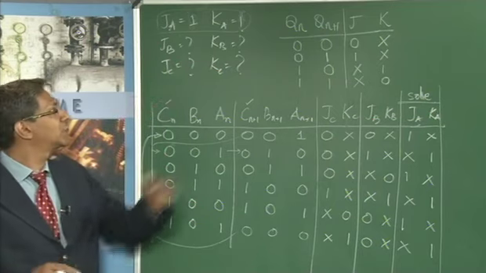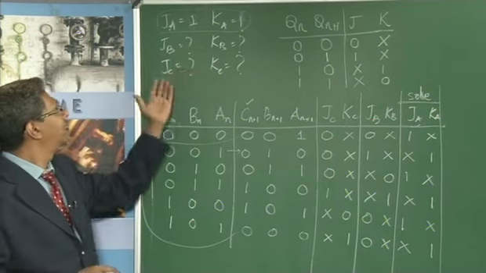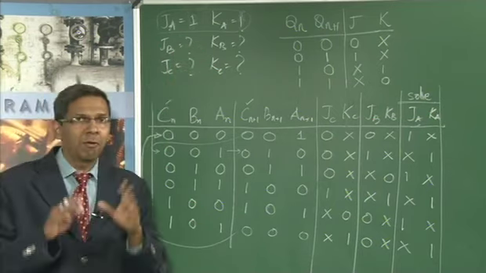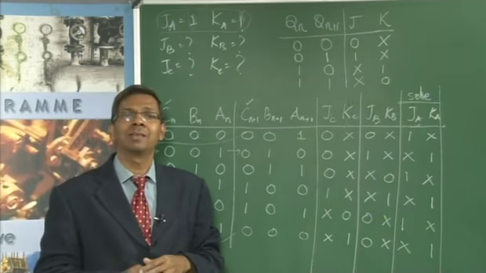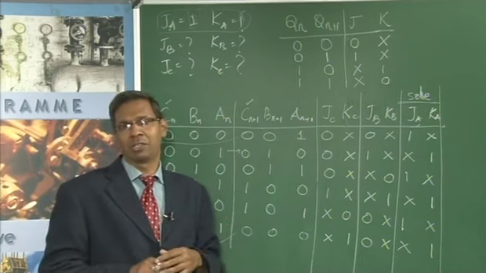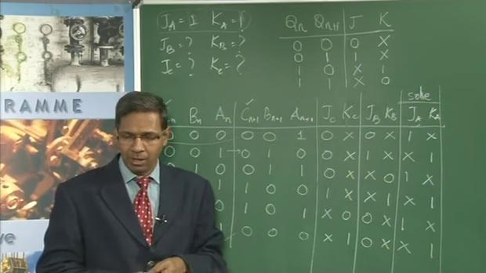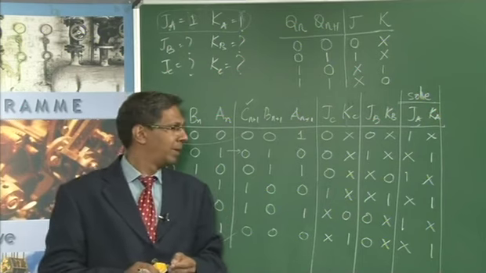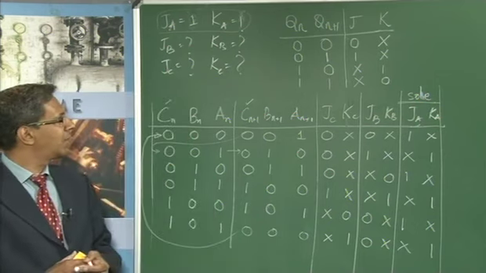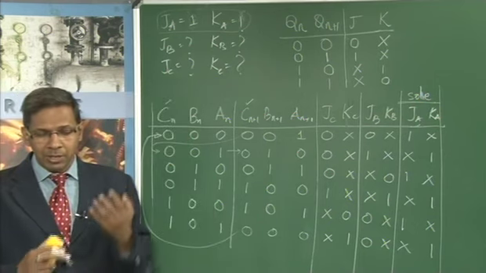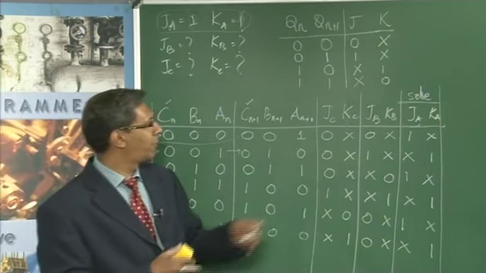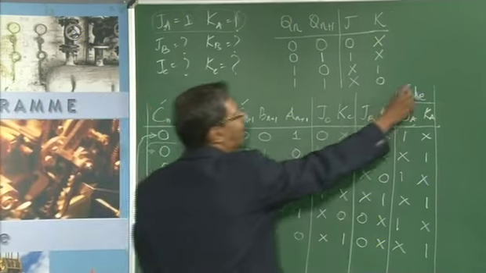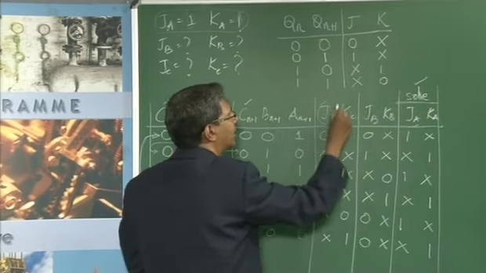Similarly now, can we solve for JB, KB, JC and KC? It won't be that easy. For that we will have to follow a method that we call Karnaugh map simplification, or K-map, as it is very popularly known. Let us try to first solve for JC next. So this is done. Let's now try to solve for JC.